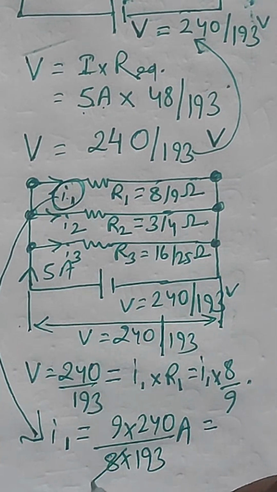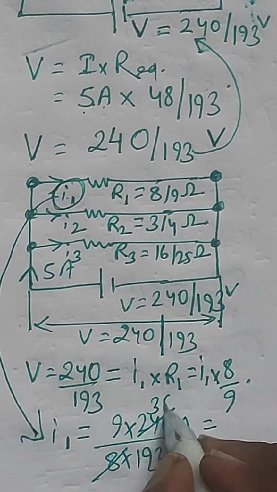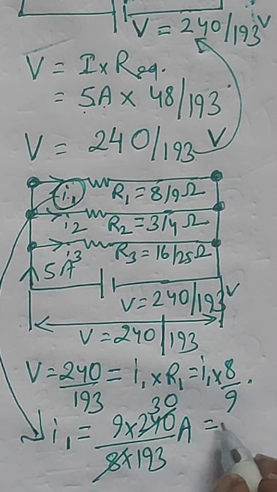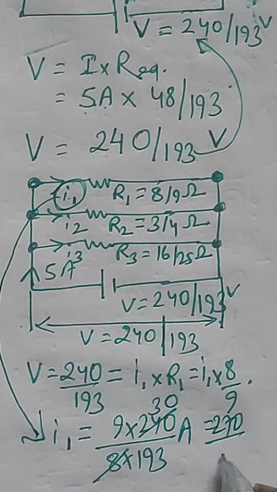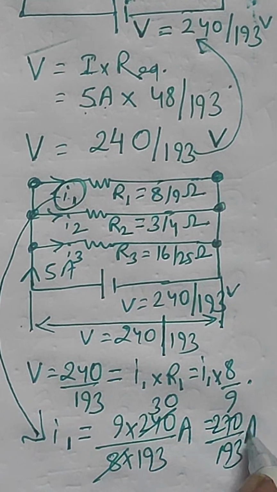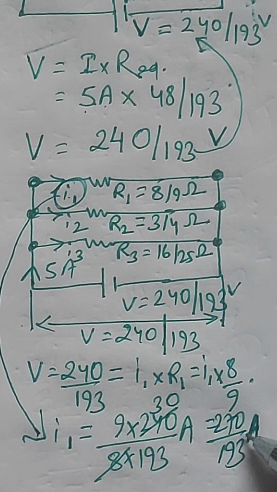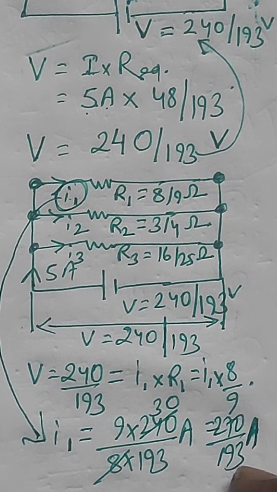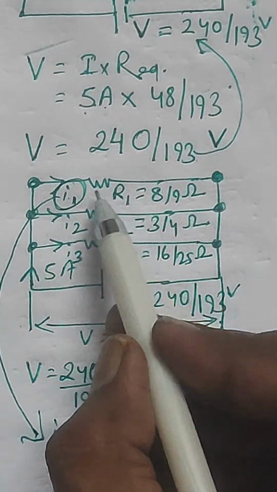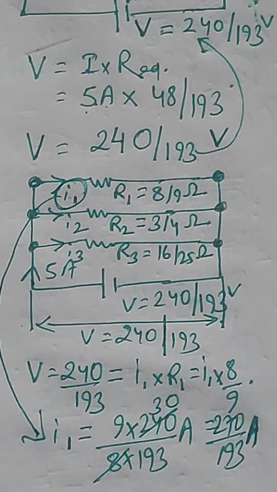And this will be 8 into 3, 24, 30. So 270 by 193 ampere. You can just solve it. Its value will be coming around 1.5 or 1.4, right? This current will be flowing through the first branch, right?